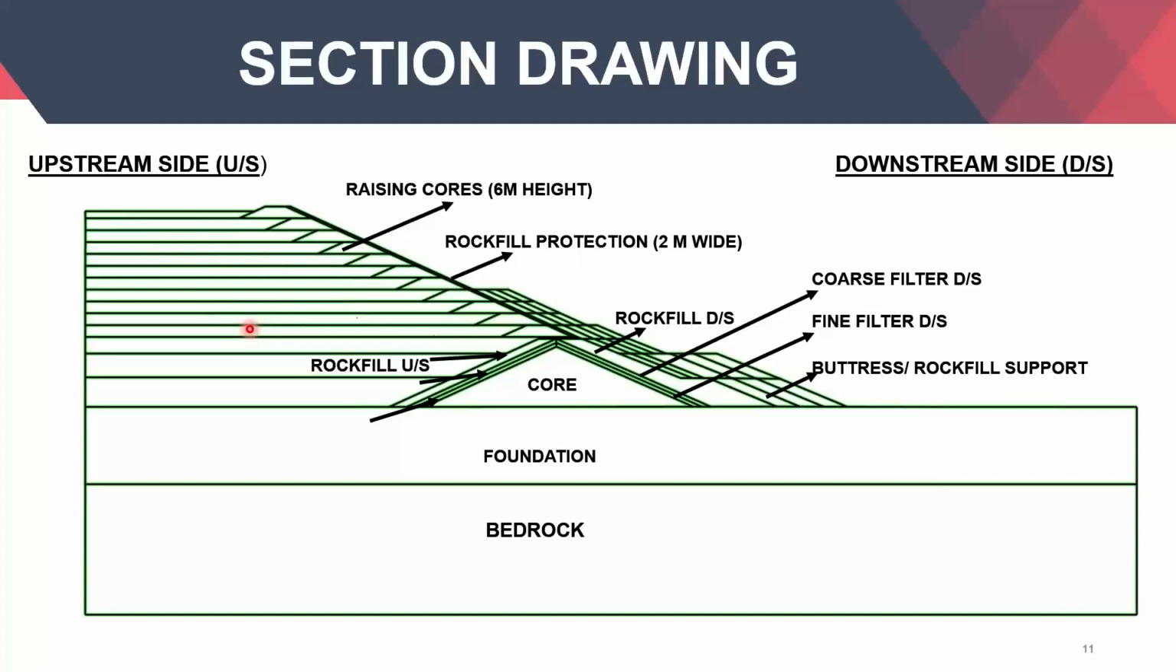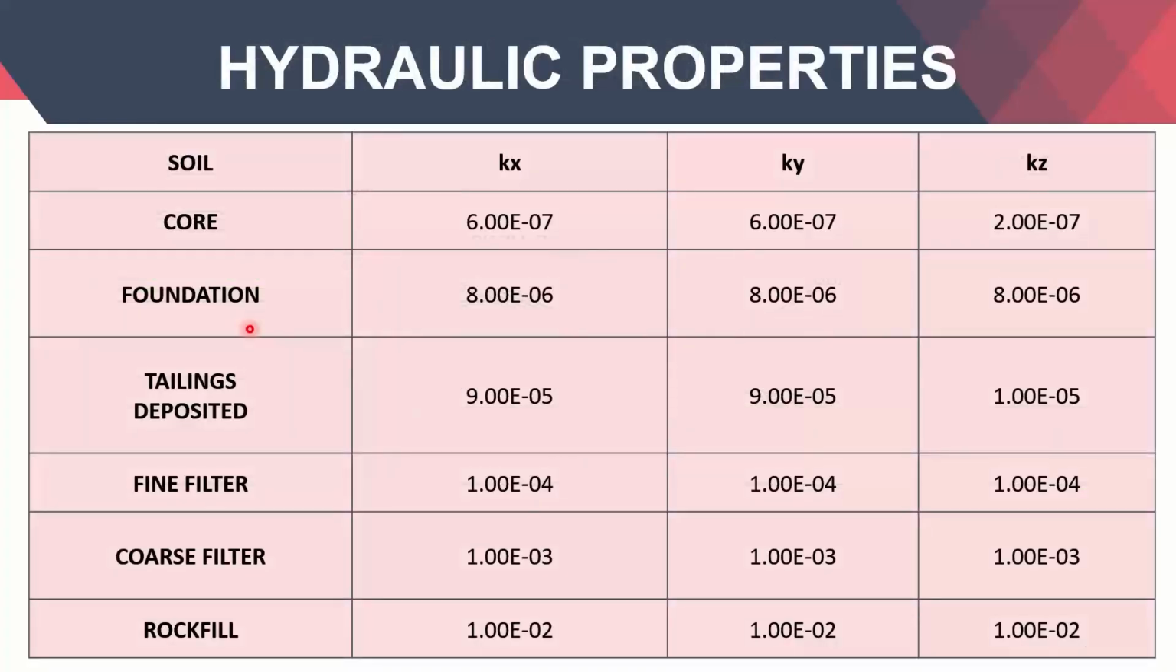Next, coming to the hydraulic properties. So here we have a core, a foundation, the deposited tailings, the fine filter, coarse filter, and rock fill. The core is made of glacial till, so is the foundation soil. So for the core, the Kx and Ky are nothing but the permeability in x and y direction. That is the horizontal permeabilities. Kz is the vertical permeability.